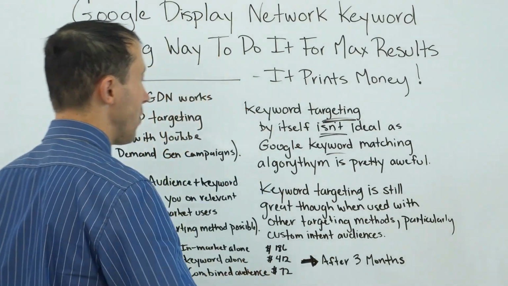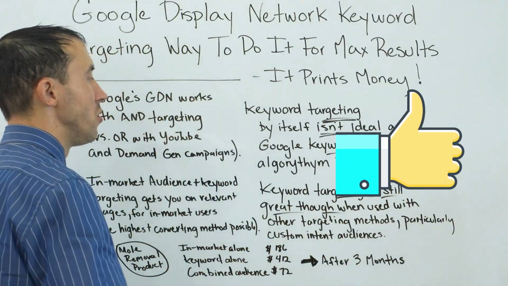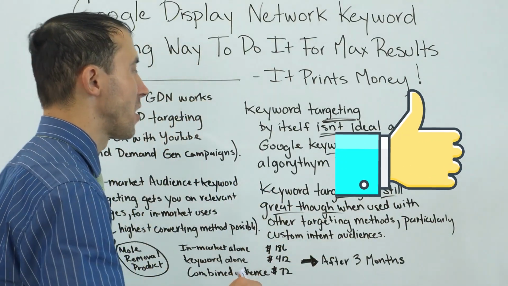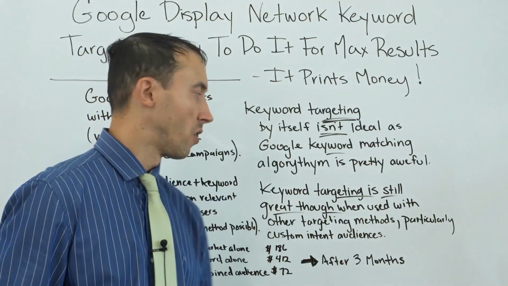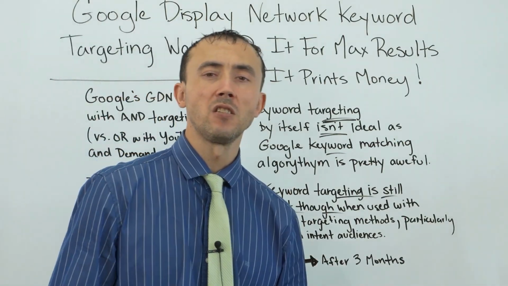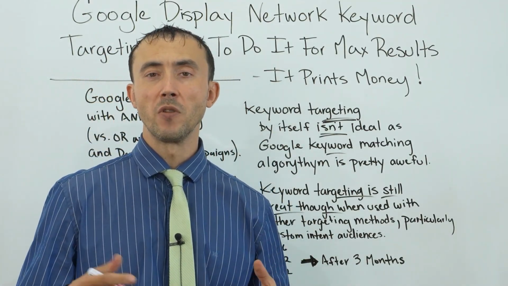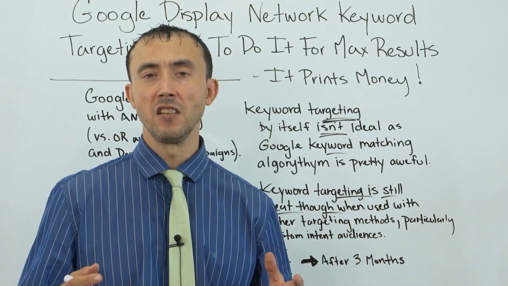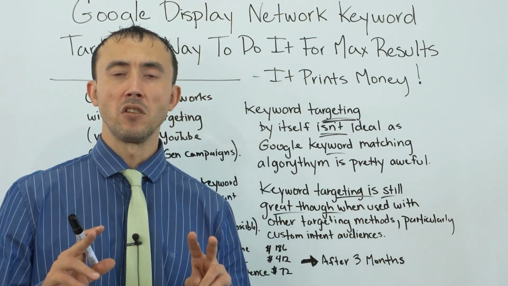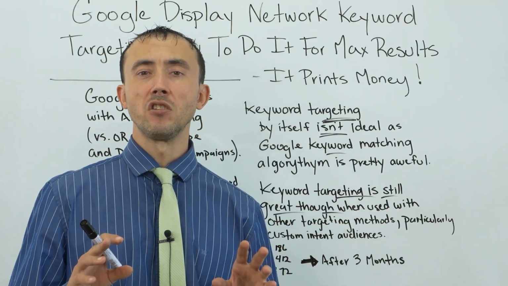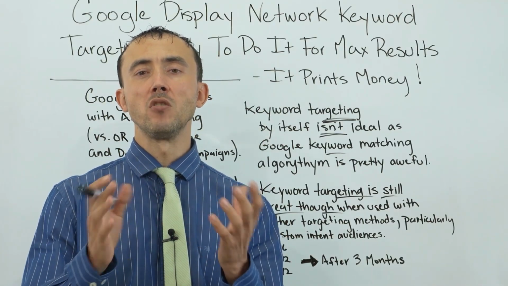So with that said, keyword targeting is still great when used with other targeting methods, particularly custom intent audiences. If you don't know what these are, you can Google the setup of a custom intent audience. It's easy. The idea is you tell Google what searches that people have made on Google recently you want to form into an audience.